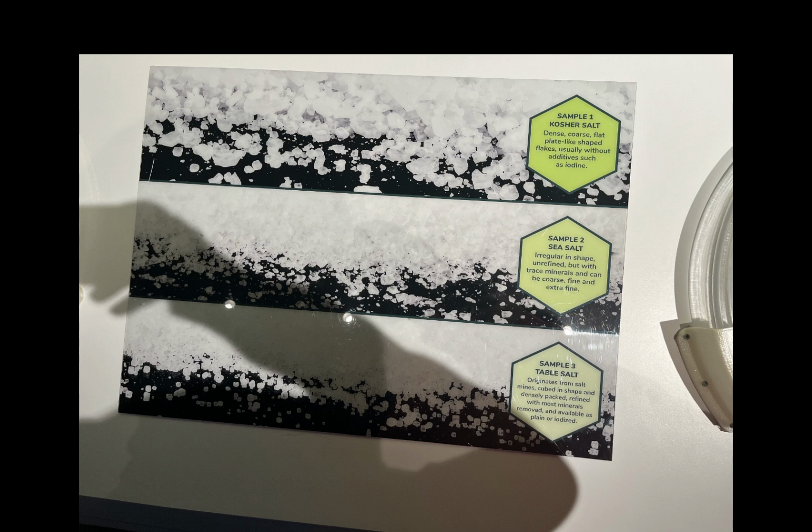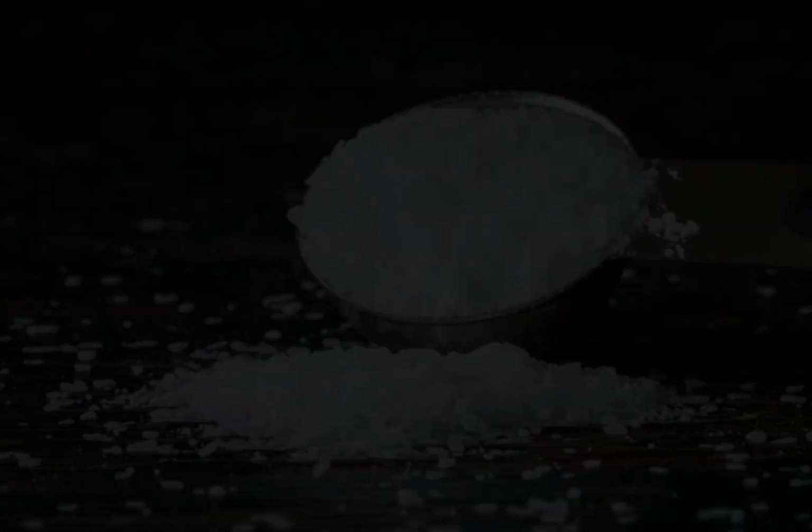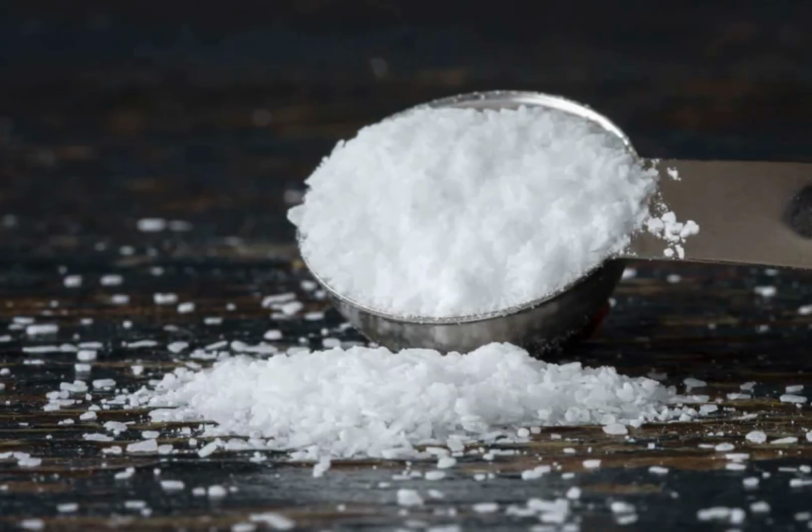First, let's talk about the different types of salt. There are three different types of salt currently being sold in the world for consumption: kosher salt, sea salt, and modern day table salt. Kosher salt is dense, often plate like in structure, and is often larger than the two other salts. It's usually sold without additives such as iodine, and is typically used more in the cooking process than at the table.